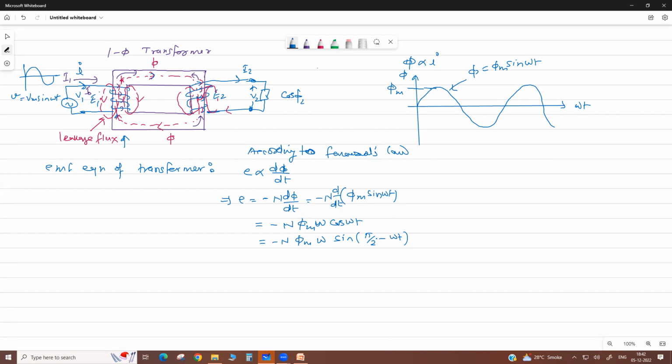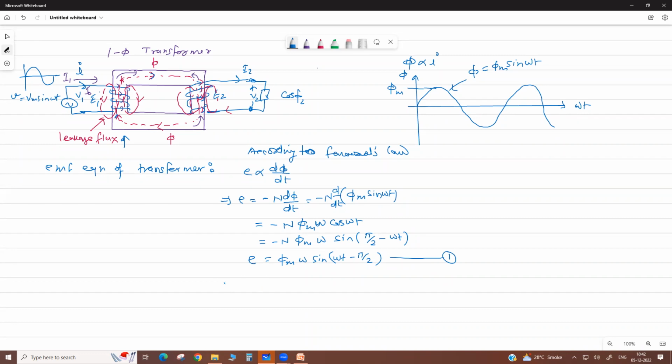This cos omega t we can write like this. Then the minus goes inside, and it becomes n phi m omega sin of omega t minus pi by 2. Correct, E equals this. Now this is the induced EMF e(t), equation 1.